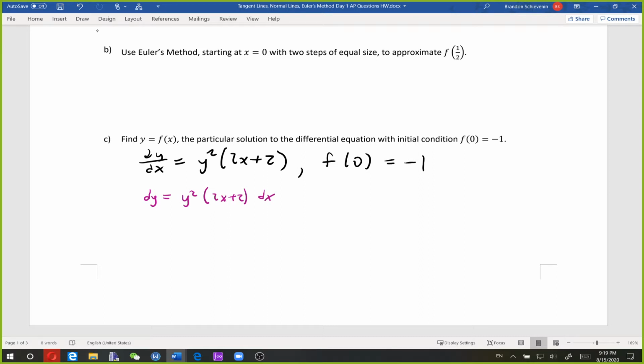Okay, right now I still have mixed variables, so I need to do one more step in order to get all my y's to one side. If I divide both sides by 2x plus 2 dx, that moves all my x's to the left side, but that leaves me with x's and y's on the left side. So I should divide by something else.